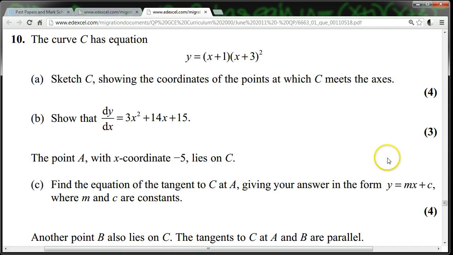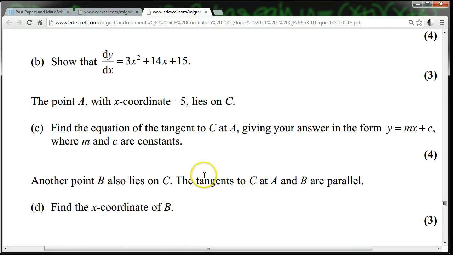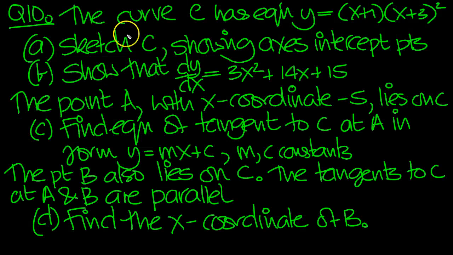Another point B also lies on C. So let's just finish this question off. The tangents to C at A and B are parallel. Find the x-coordinate of B. Okay, so it's a long question, isn't it? So I've got it summarized here.